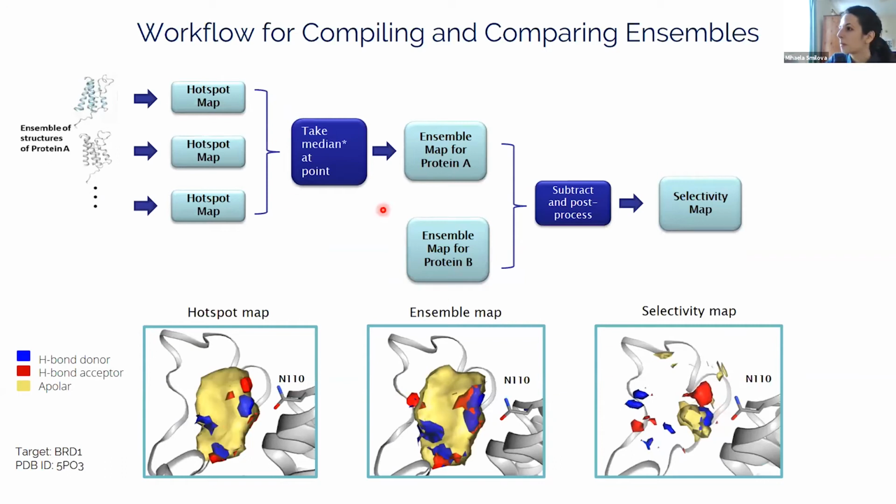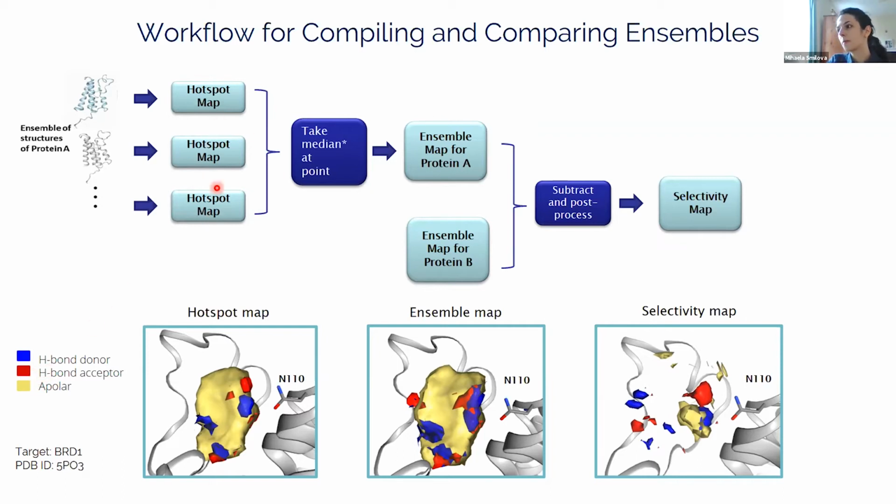The workflow for this involves first aligning the individual structures in the ensemble in the area of the binding pocket, removing ligands, waters, and ions, and then individual hotspot maps are calculated per structure. So throughout this presentation, the color coding is blue for the hydrogen bond donor map, red for hydrogen bond acceptor, and yellow for the apolar.